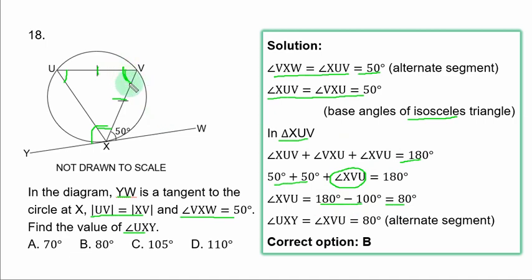This angle is 80, and this angle is equal to what you are asked to look for. So therefore, angle USY is equal to angle SVU and is equal to 80 degrees. Alternate angles again. So B is the correct option.